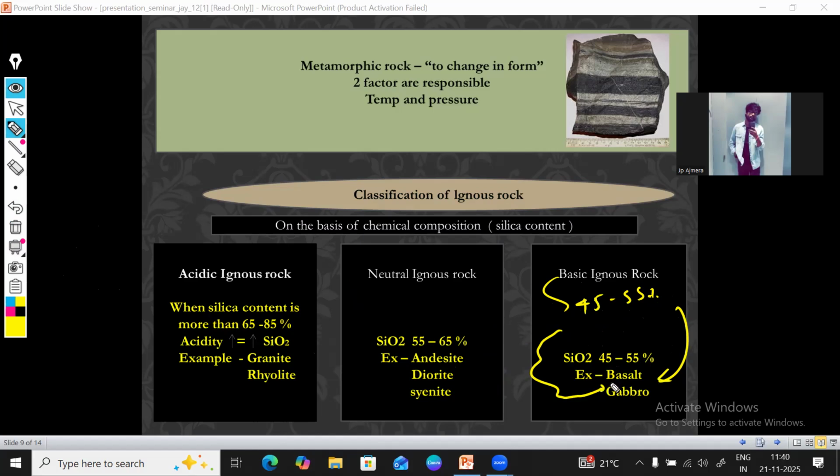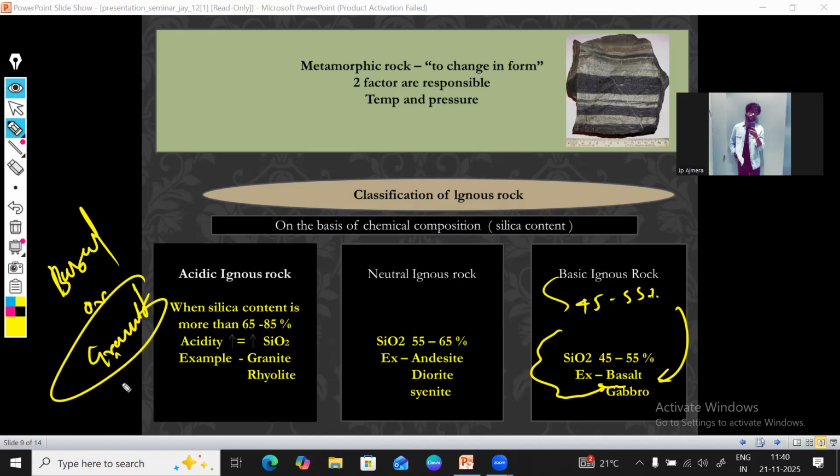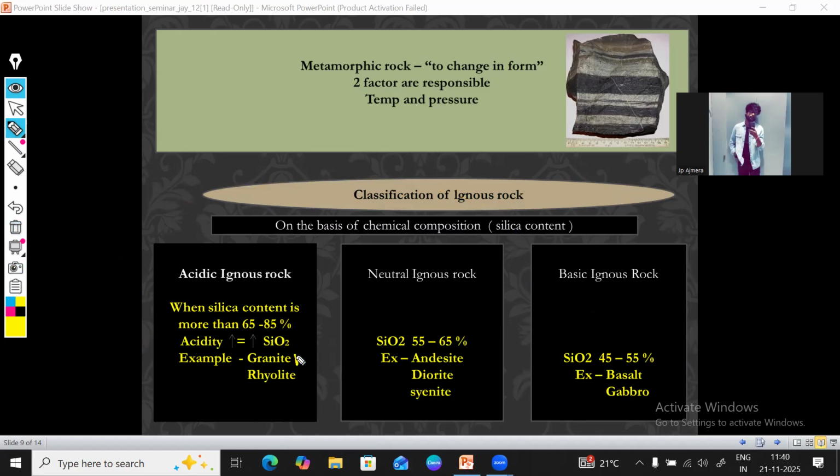All right. So these two are the most important igneous rocks that we have: basalt and granite. The difference is that granite is the acidic igneous rock and basalt is the basic igneous rock. Silica content we already know. I hope this is clear to you. Let's move to the next one. What is the next classification? You can remember these two things as very important for examination: granite and basalt. Cool. Let's move to the next one.